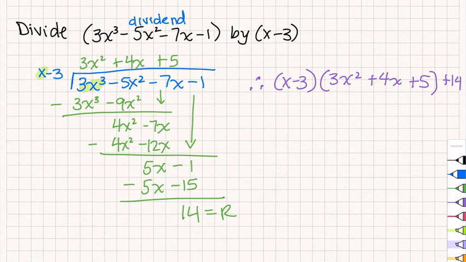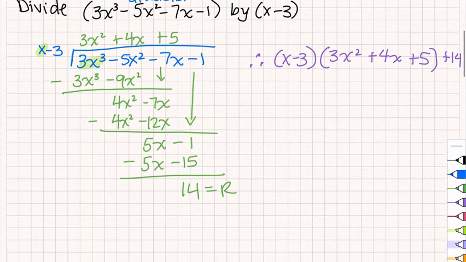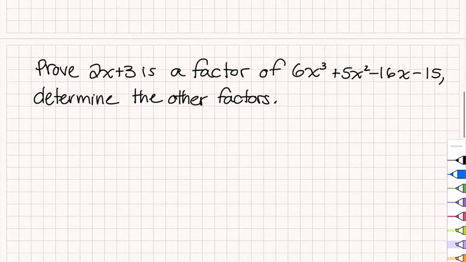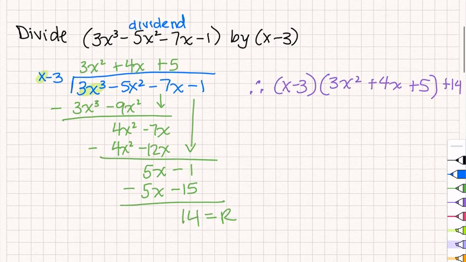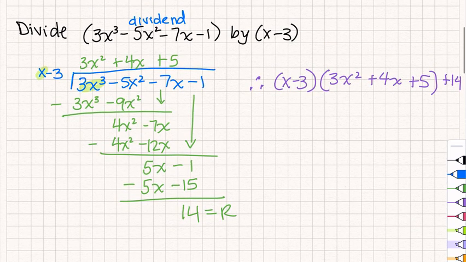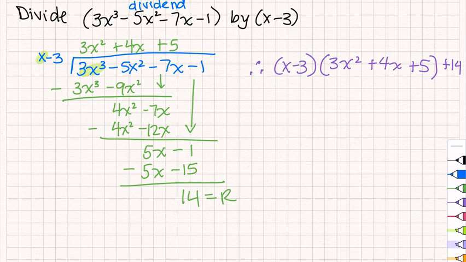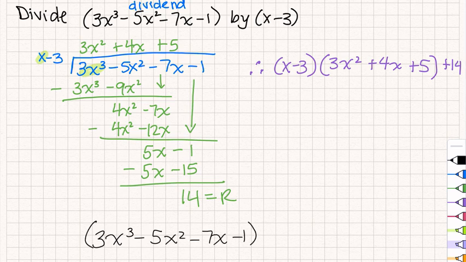Okay, so this process can be lengthy. We're going to look at using synthetic division for the next question. When you use synthetic division, you should get the same answer. So let's actually try the same question. So I'm just going to write it here. 3x cubed minus 5x squared minus 7x minus 1. And we're dividing by x minus 3.